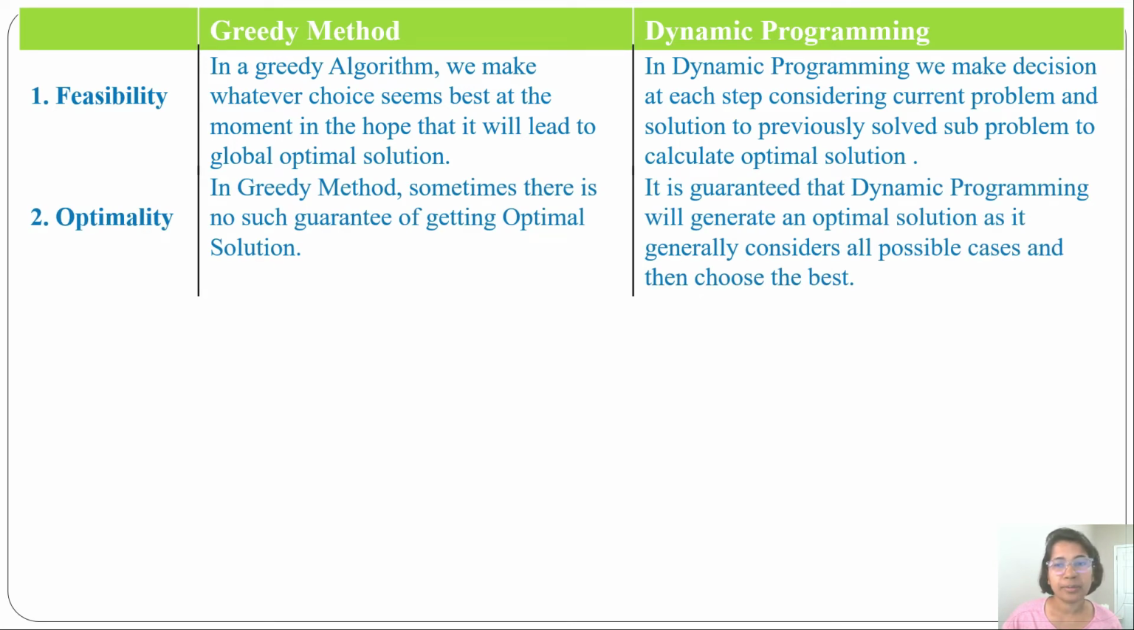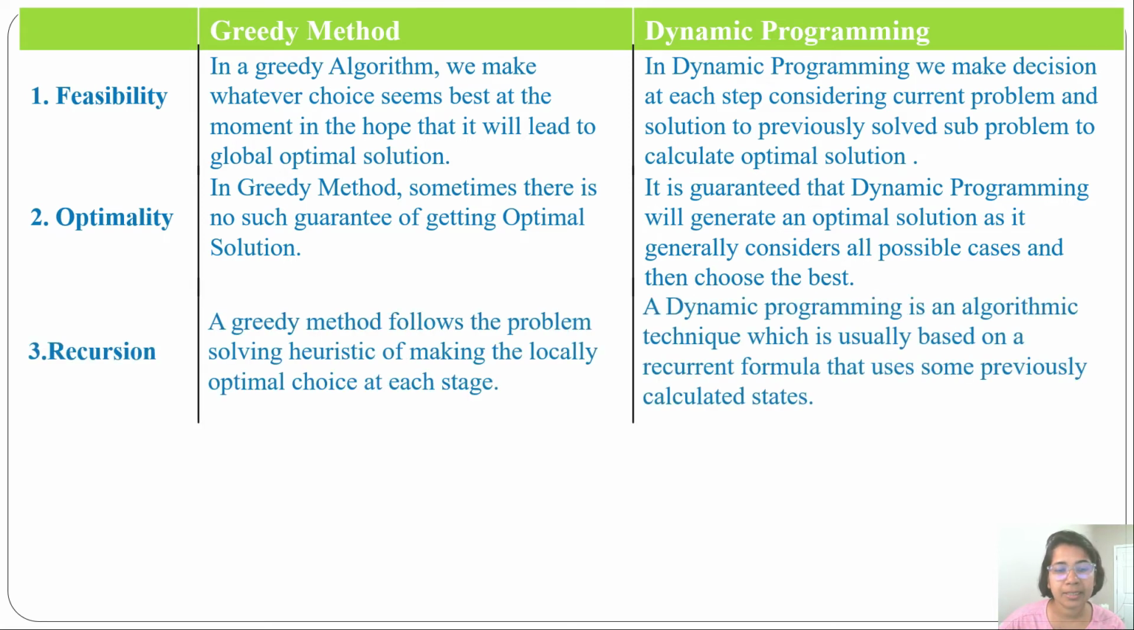Next is optimality. Dynamic programming guarantees the optimality, whereas greedy method does not. In greedy method, sometimes there is no guarantee of getting the optimal solution. But in dynamic programming, it's guaranteed that it will generate the optimal solution as it considers all possible cases and chooses the best. In case of greedy method, at that particular moment, whatever is best, that we choose. But in dynamic programming, we check all possible options and we choose what is best and what will lead to the optimal solution.